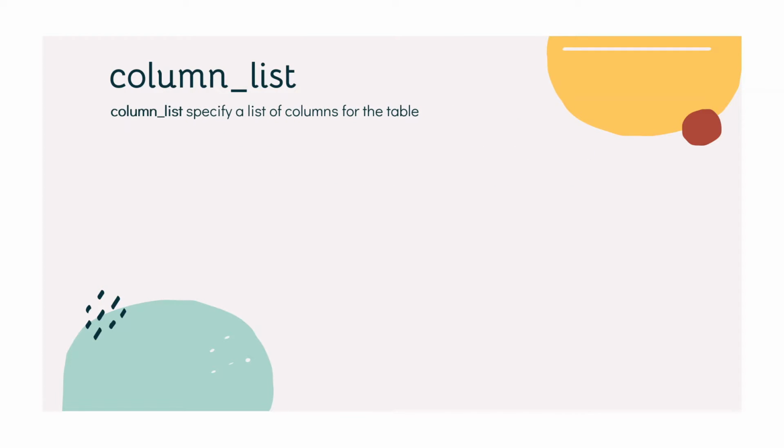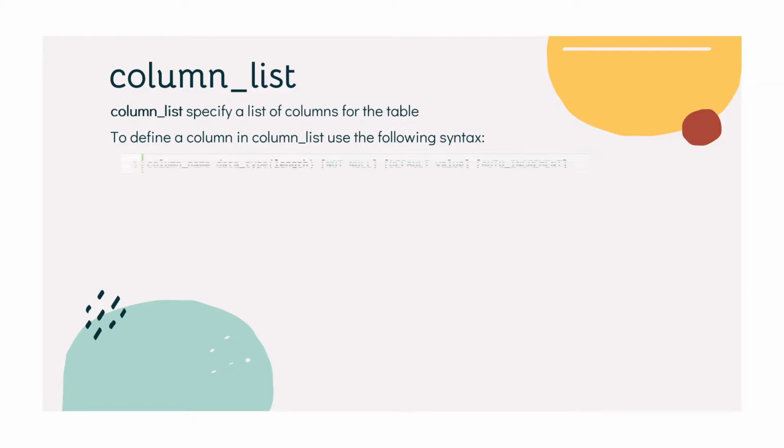Okay, then I will explain in more detail about column lists. Column lists specify a list of columns for the table. To define a column in the column list, we can use the following syntax. We use the column name and then specify the data type and maximum length, and then specify not null, default value, or auto increment. And not null, default value, and auto increment are optional.